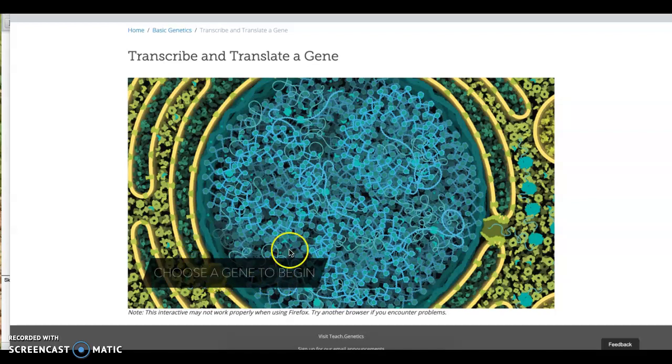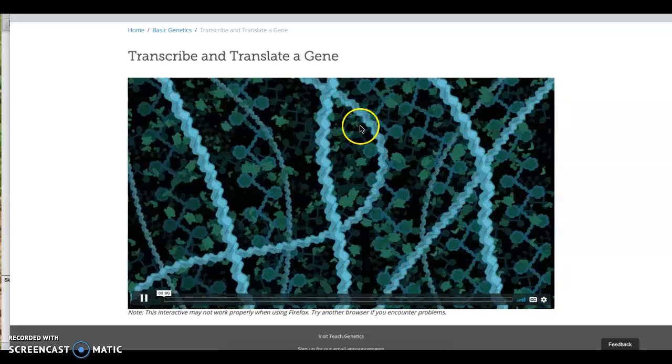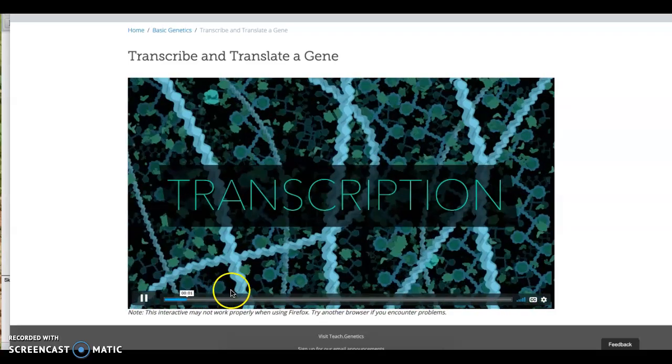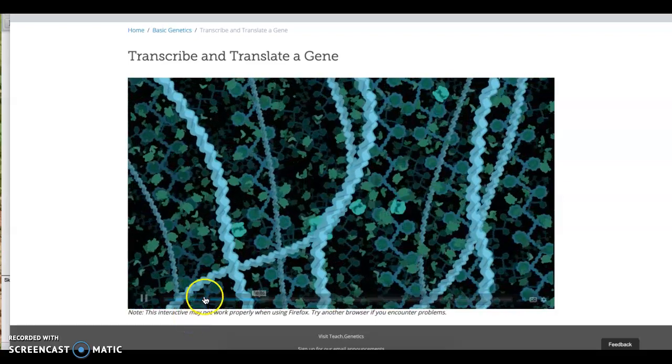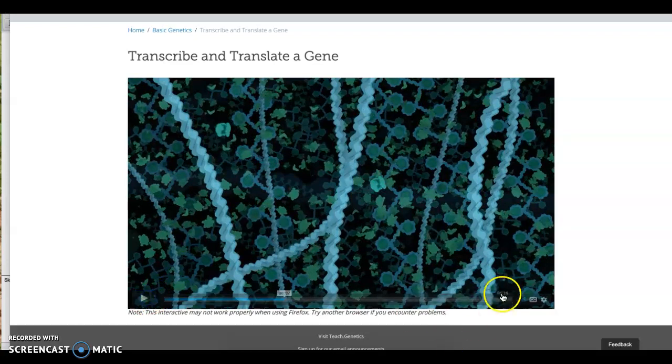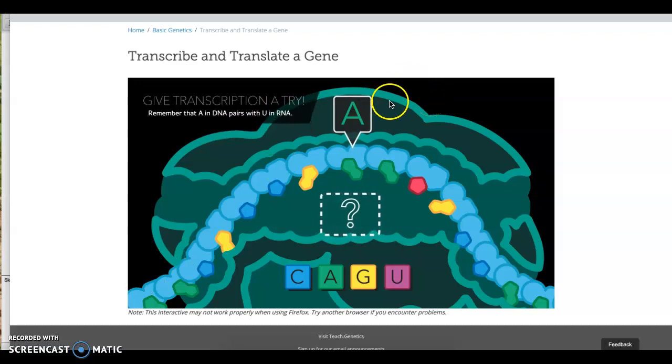You're going to choose a gene to begin, so you can click anywhere, and it's going to take you through transcription inside the nucleus. It's going to have a little video for you, and then it's going to make you go through transcription and do it yourself. So we have our base pairs here.